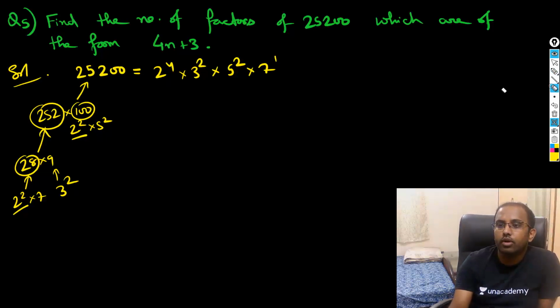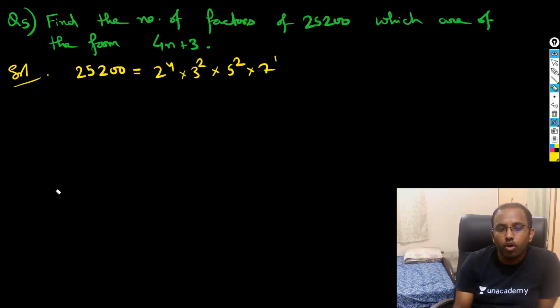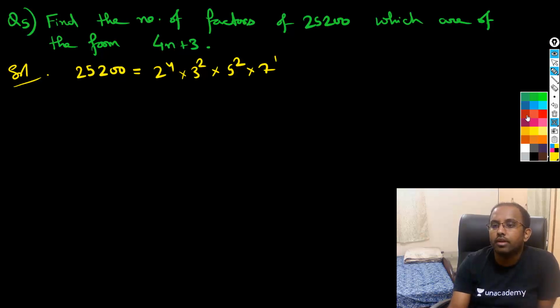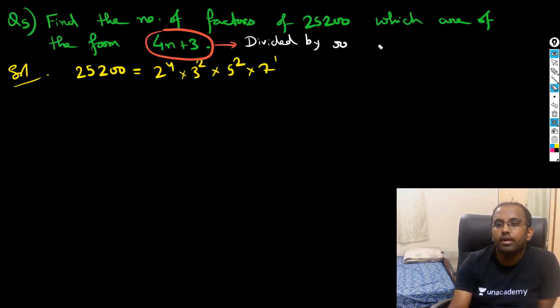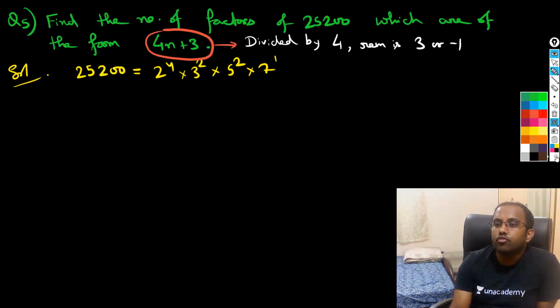So what does it actually mean here? While solving such questions, I need to keep in mind the form. What do we mean by the form 4n plus 3? It means that when divided by 4, the remainder is 3, or I can say minus 1, right? So just focus on the minus 1 here.